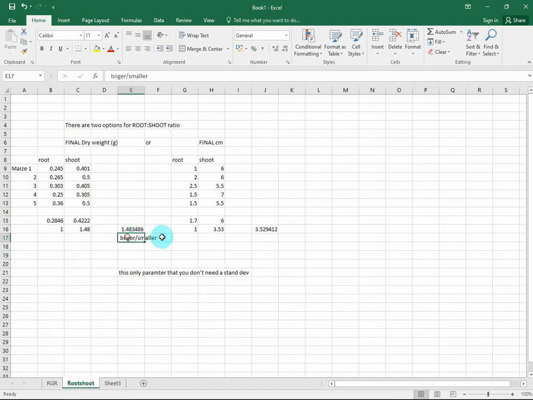So anyway, bigger number divided by the smaller number, we get a ratio of here 1:1.5. So this is essentially saying that there is really not a lot of difference, but the shoots are growing 0.05 faster than the roots. And remember, dry weight is carbon, so you could only really do it with dry weight. You can't make this comparison with the final centimeters. More carbon is allocated to the shoots than the roots.